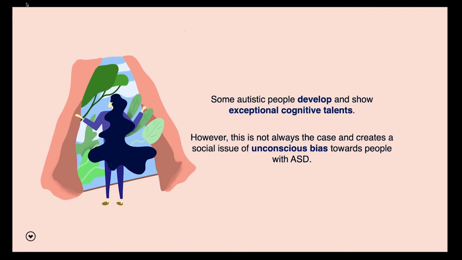However, the issue is that in the media autism is often presented as something really positive or really negative. Social studies have shown there's an unconscious bias towards people with autism. If you say you have autism, people often have some sort of unconscious bias because they don't fully understand that autism is a massive spectrum, much more defined than what you see in the media.